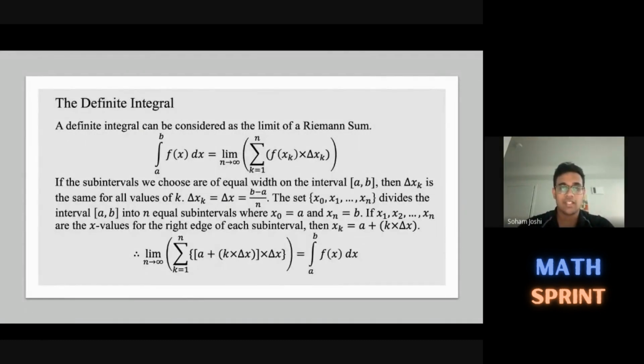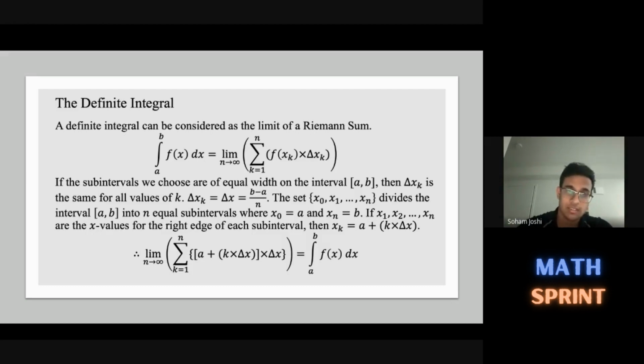All right, so in the 7th video of this playlist, I defined what a definite integral was exactly. So let me refine this definition a little bit. A definite integral can be considered as the limit of a Riemann sum. So as the number of rectangular strips, that is the variable n, approaches infinity, the Riemann sum approaches the integral of f of x with respect to x over the interval a comma b.